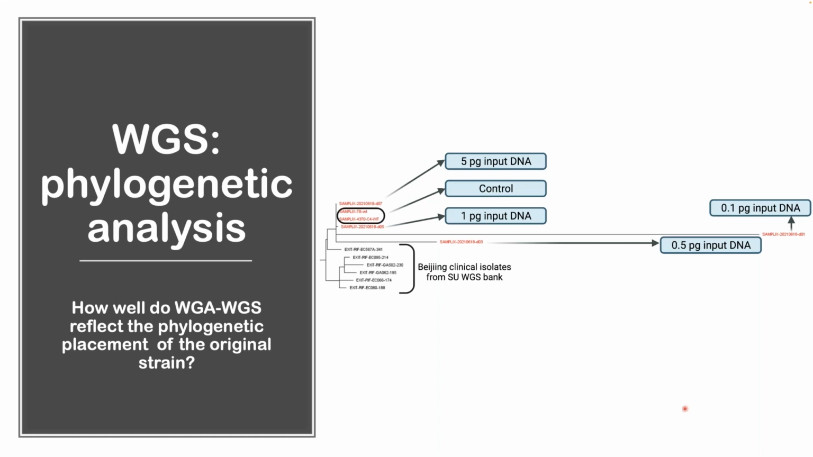You can see that the control sample, 5 picogram and 1 picogram sample, form a coherent cluster and are also positioned at a similar branch length, whereas the lower input samples have remarkably longer branch lengths, and this is due to the higher number of false positive variants that were identified in these samples, as I showed in the previous slide.